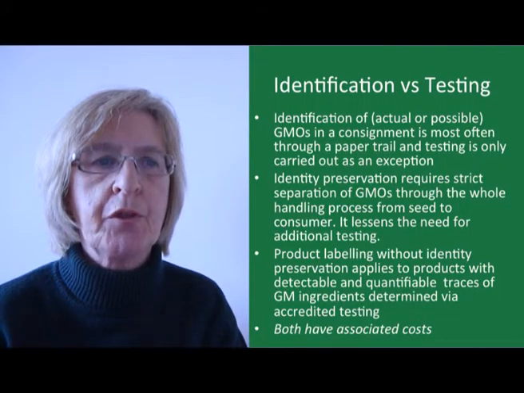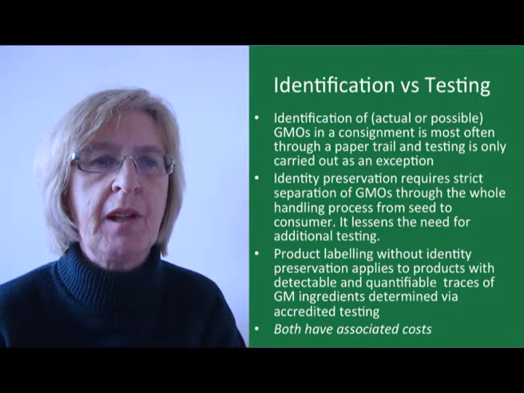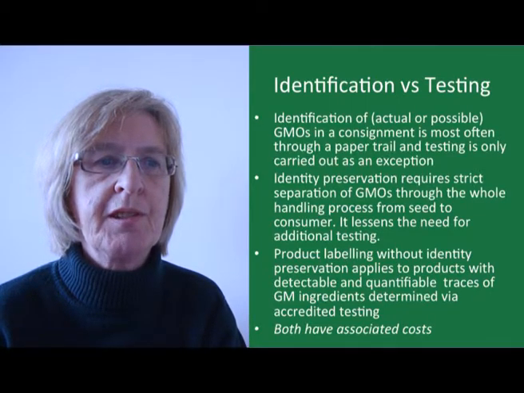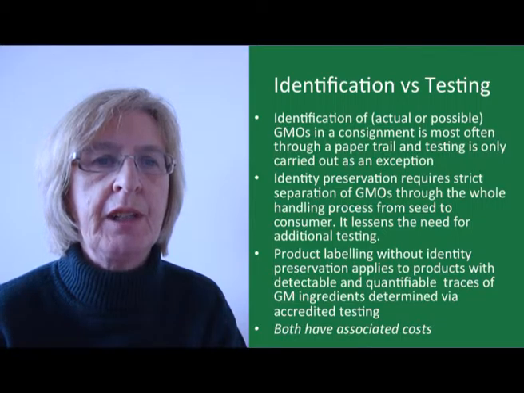Where there is demand for strict segregation between GMOs and non-GMOs, sometimes to certify that a product is GM-free, this can be done through identity preservation. In this case, there is separation through the whole handling process from the seed to the consumer, backed up by a paper trail, which again lessens the need for additional testing.